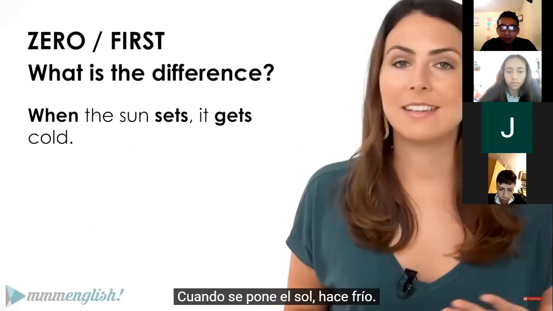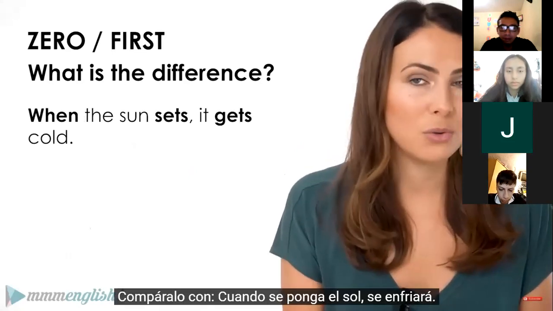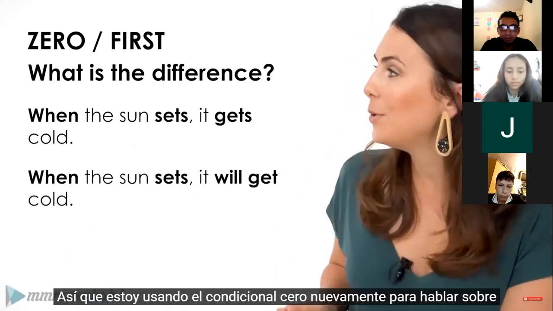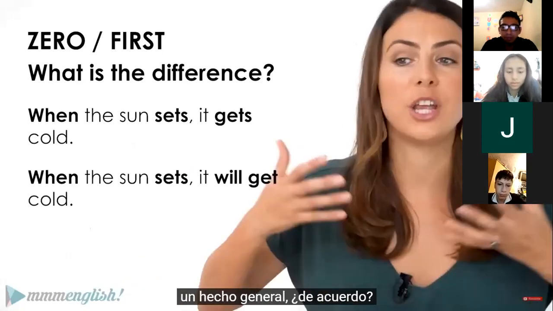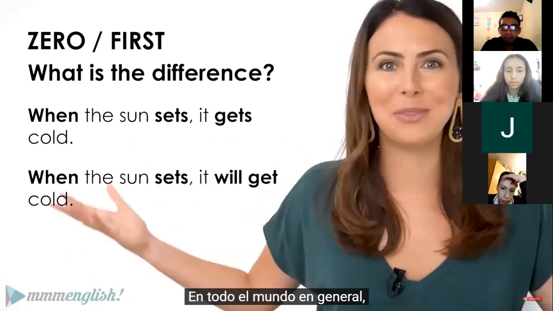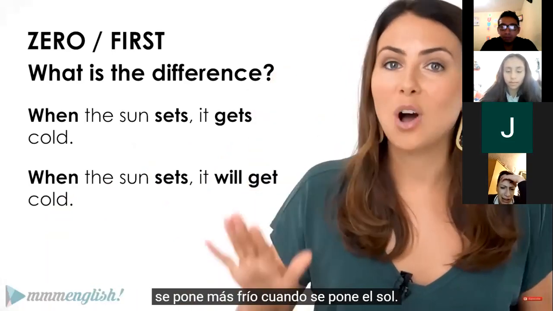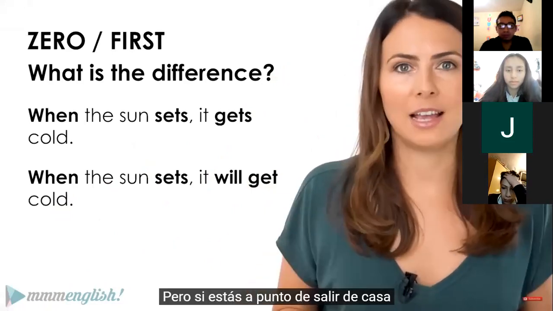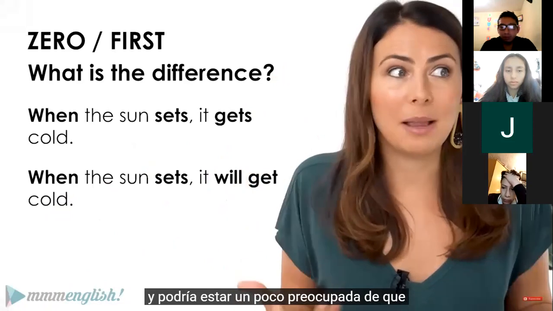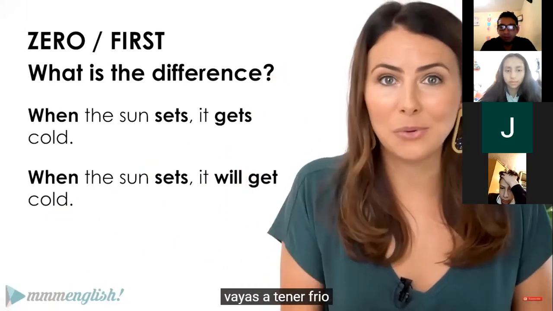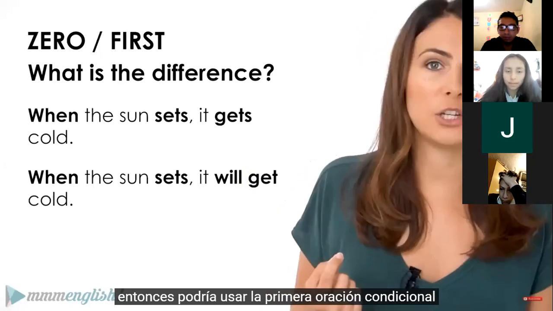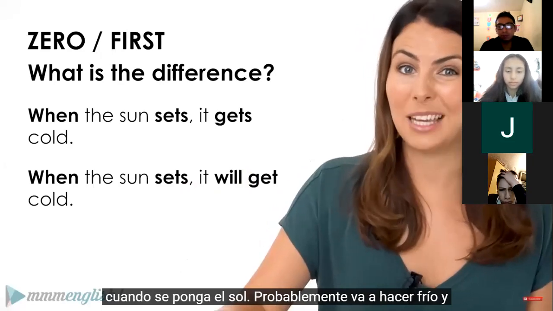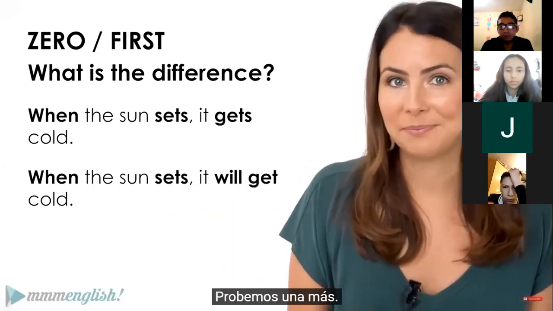When the sun sets, it gets cold. Compare it to when the sun sets, it will get cold. So I'm using the zero conditional again to talk about a general fact, all right? All around the world, in general, it gets colder when the sun sets. But if you're about to leave the house and you're wearing just a t-shirt, and I might be a little bit worried that you're going to get cold, then I might use the first conditional sentence to remind you that, in a few hours when the sun sets, it's probably going to get cold and maybe you should bring a jacket.